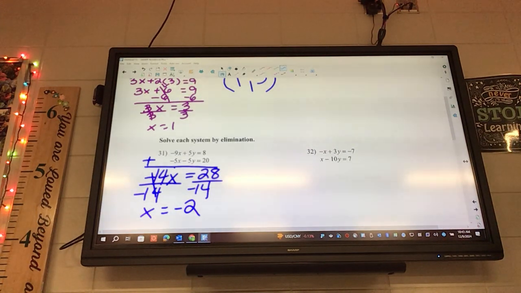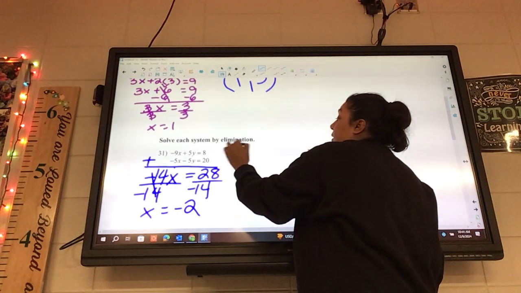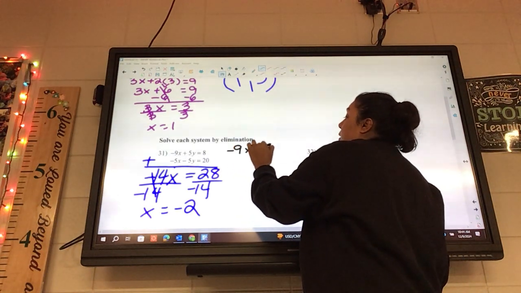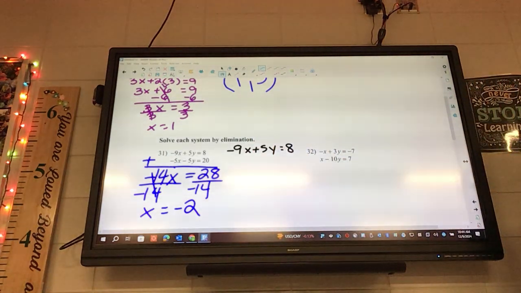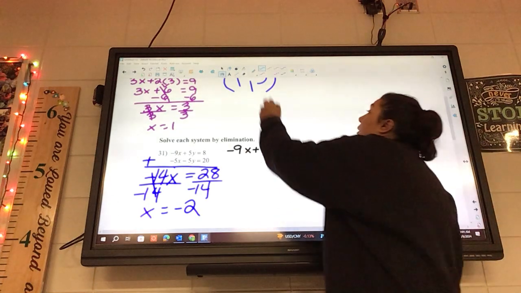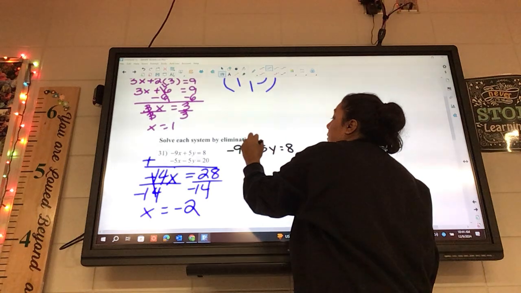Okay, what do we do from there? Yep. Okay, so we're gonna take it and plug it back into one of our equations. So just write down the top equation is what I do. Okay, so the top equation is -9x plus 5y equals 8. And which one do we know? We've already solved one. Do we know the x or the y now? The x. So wherever there's an x at, we're gonna put what? -2. Okay, so it's gonna look like right here is gonna be a -2.